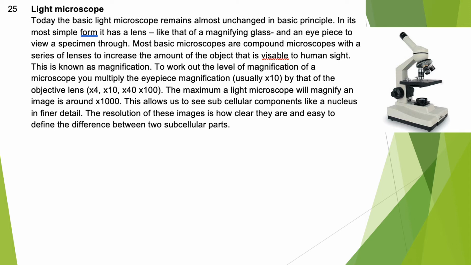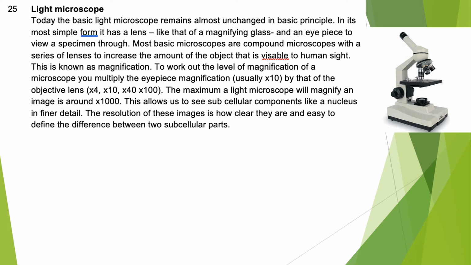So today, the basic light microscope remains almost unchanged in basic principle. Basically, a light microscope has a lens, like a magnifying lens, and an eyepiece to view a specimen, right? Most basic microscopes are compound microscopes.